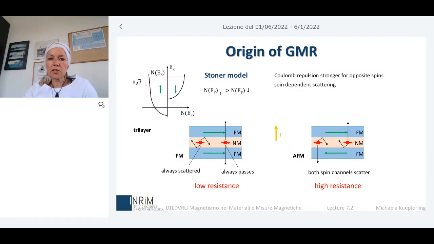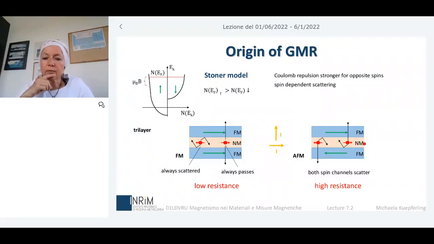So just to mention one thing more, now we think here about electrons that are passing in the vertical direction here through these layers. So this would be the direction of the current, but we could think about electrons that are passing in the horizontal direction in these layers. And of course, the effect would be the same.